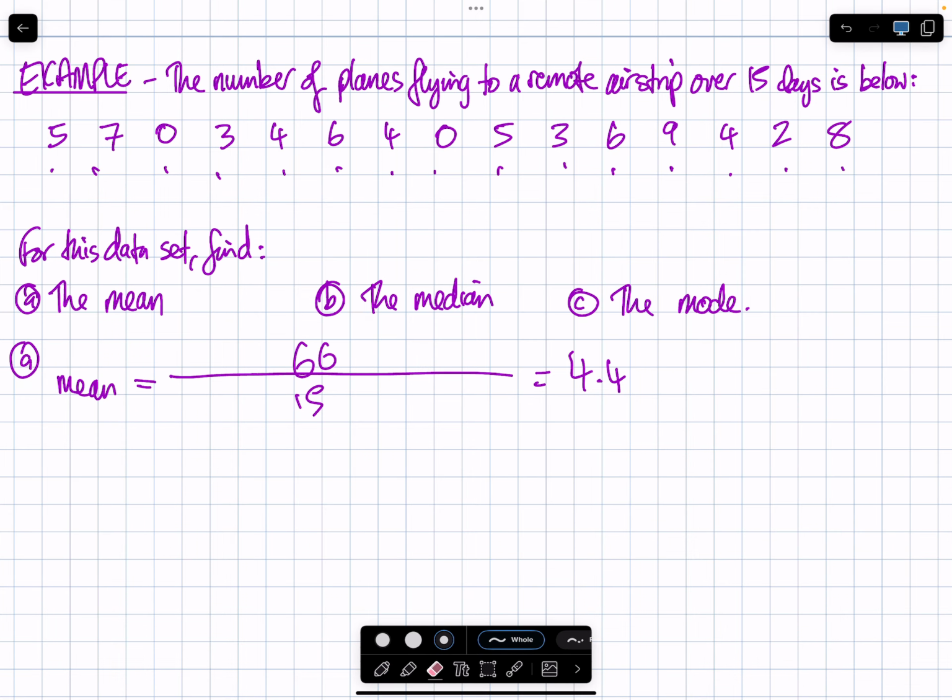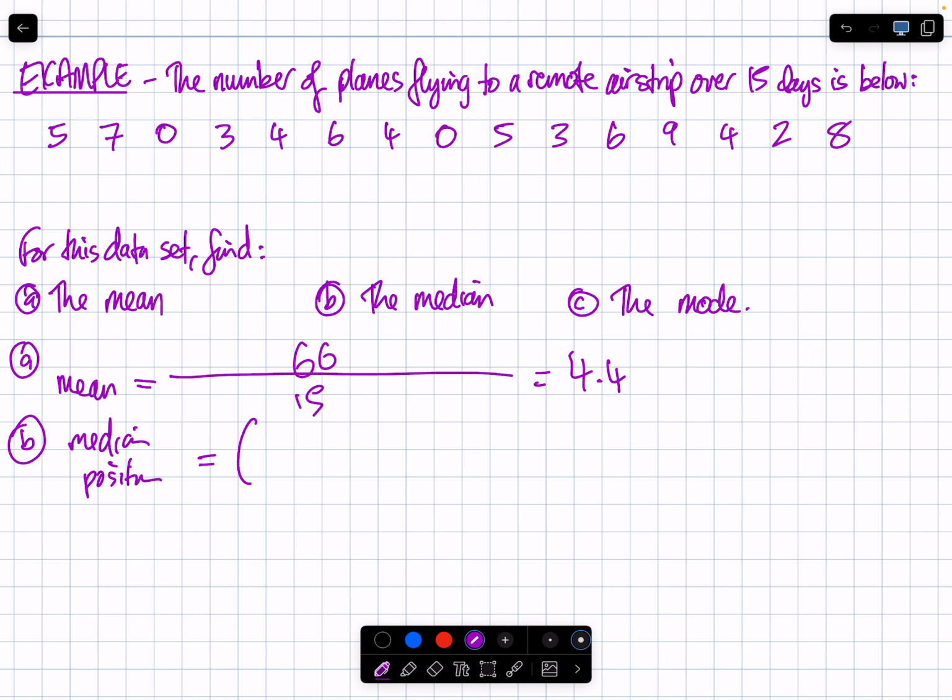Can someone remind me what was the formula for the median? The number of data values plus 1 divided by 2. Good. Median position equals n plus 1 over 2 position. So we just worked out that n was 15. So it's going to be 15 plus 1 over 2 position. What's 15 plus 1? 16. Divide by 2? 8. The 8th number is going to be the median.